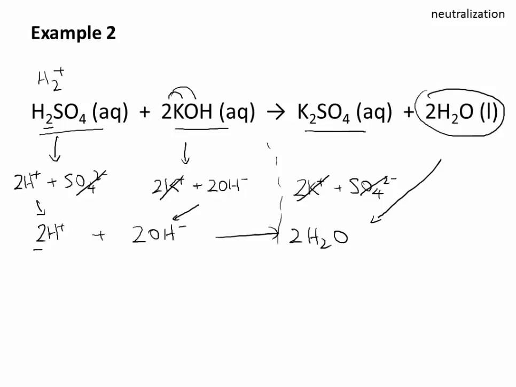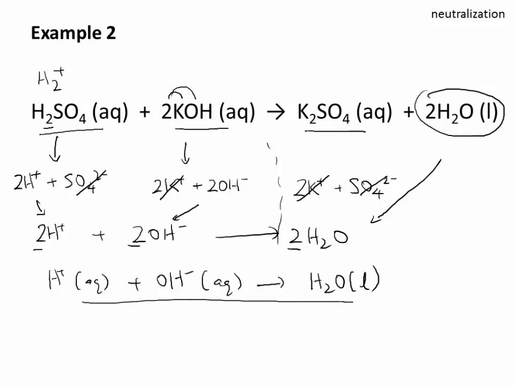But the 2 can further be reduced to the lowest term of 1 to 1 to 1 ratio. So you divide all by 2, you get H+(aq) plus OH-(aq) give you H2O(l). That's all. And realize that this ionic equation is the same as the previous ionic equation because all ionic equations for neutralization are the same.